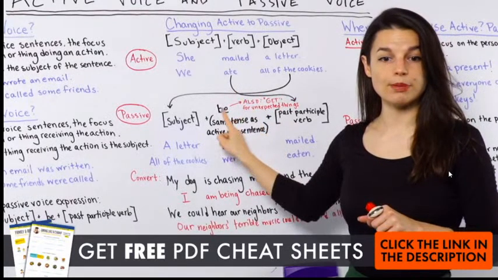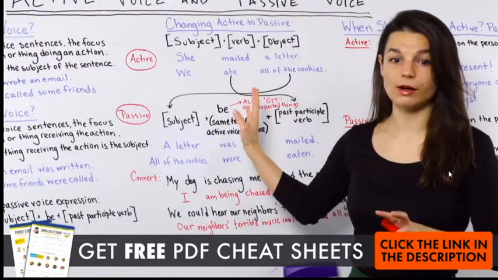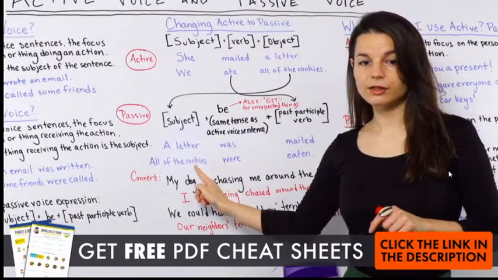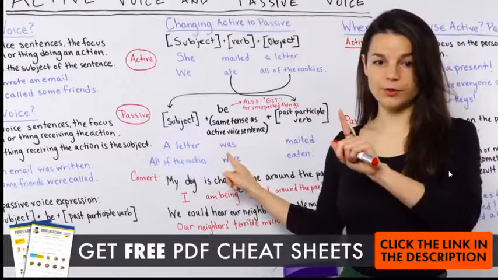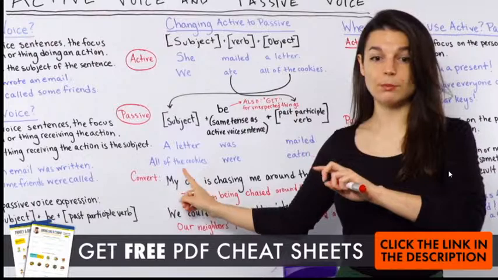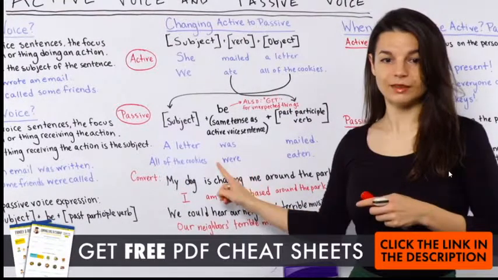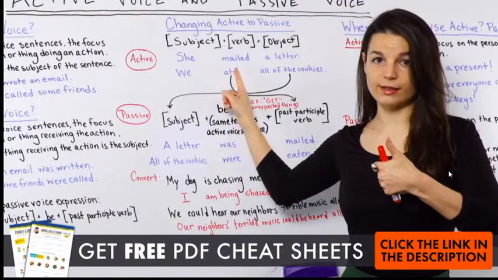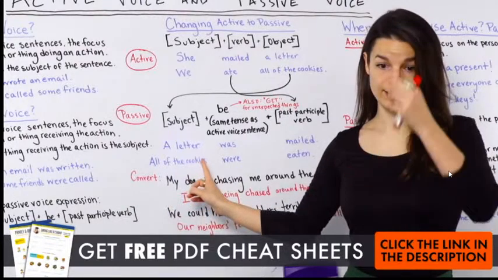So be in this sentence should also be past tense. That means was or were. But make sure your past tense verb matches your subject. By that I mean, if your subject is singular, one, a letter, your verb should be was, singular: a letter was. If your subject is plural, as in all of the cookies, were eaten in this case. So make sure your be verb A matches the tense of your active voice sentence, and B matches the number of your subject. Is it singular or is it plural?